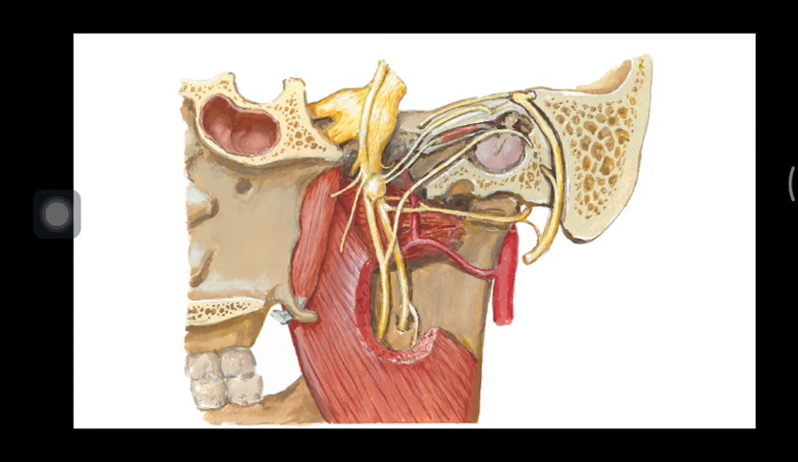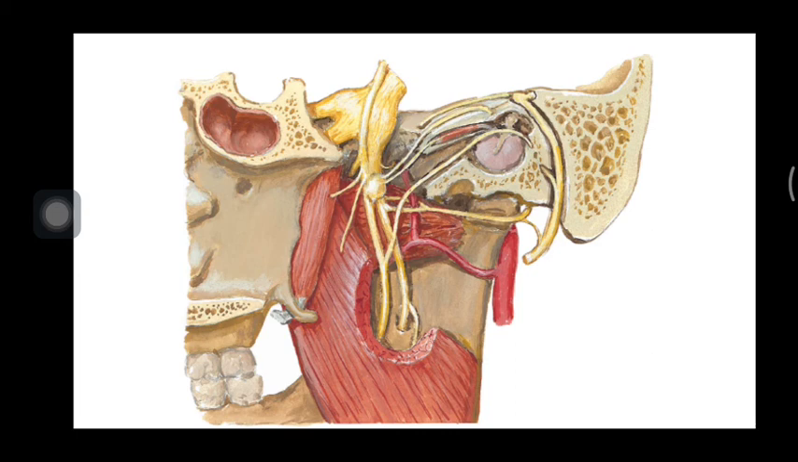So, what happens to the post-ganglionic parasympathetic fibers? They arise from the ganglion and they pass through the two roots of the auriculotemporal nerve and they reach the parotid gland. What happens to the post-ganglionic sympathetic fibers? They pass through the ganglion without interruption, and they also pass through the auriculotemporal nerve to provide mainly the vasomotor supply to the parotid gland.